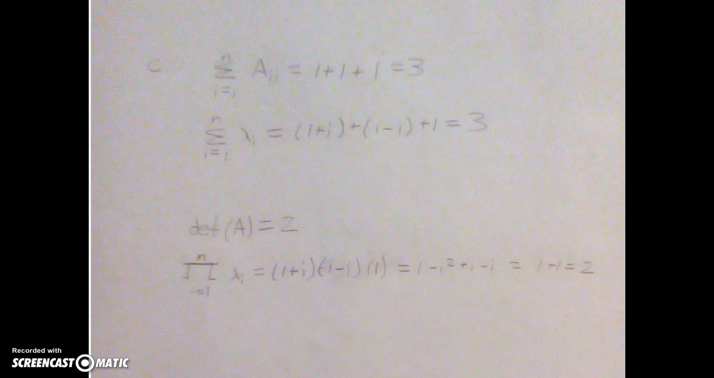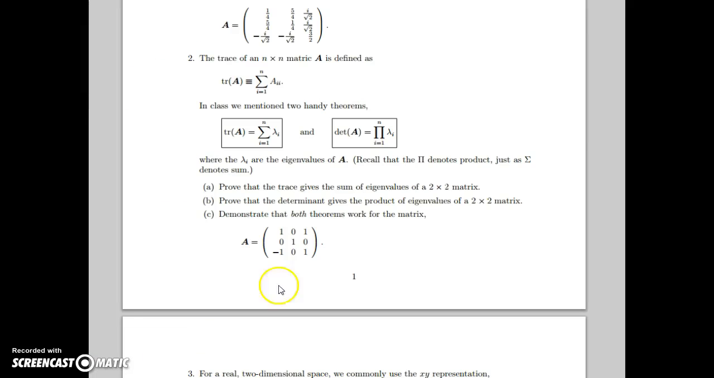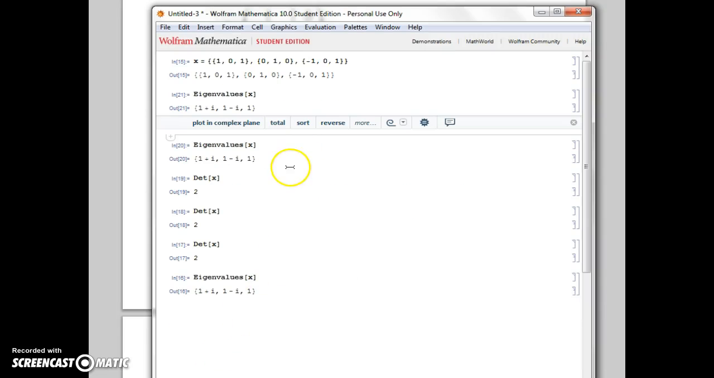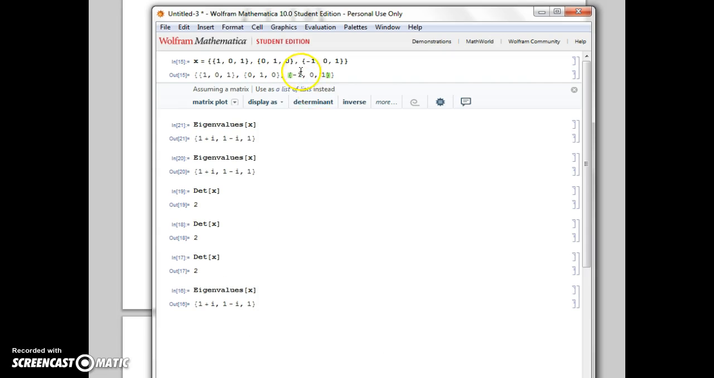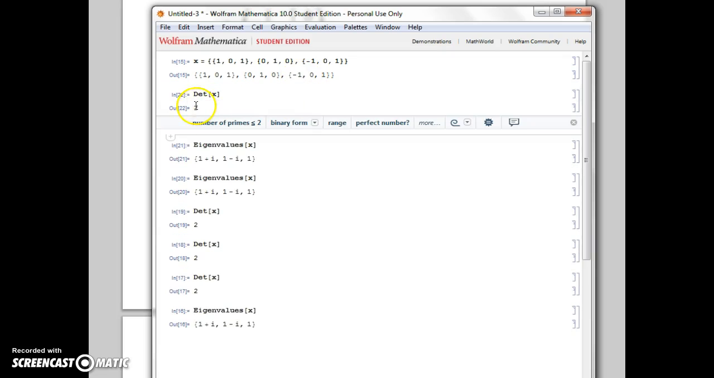Next, we want to find the product of the eigenvalues and show that it equals the determinant. So Mathematica can also find determinants, and right here we see determinant, and so it solves and it says the determinant is 2.